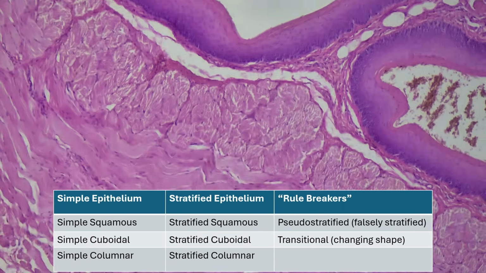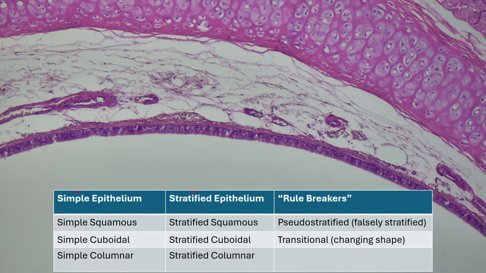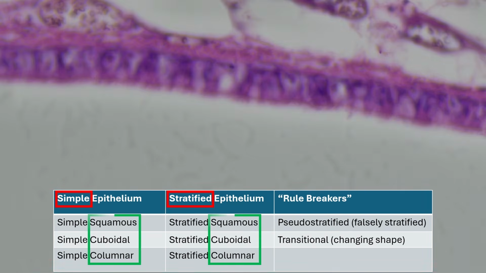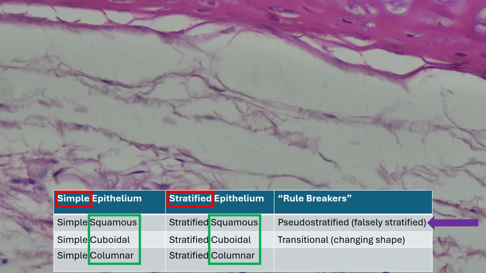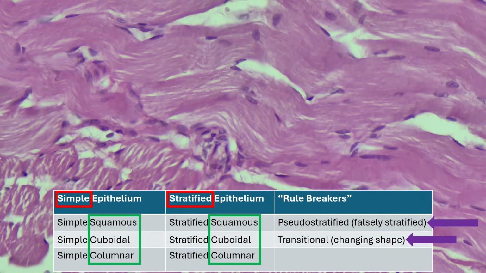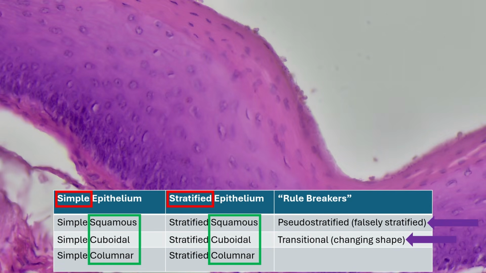You're about to embark on an epithelium histology quiz. You'll identify each unique tissue sample based on the number of layers being single or multiple, the cell shape being flat, cube, or column-like, as well as identifying the two outliers being either falsely stratified or transitional for changing shape. You'll be given roughly 10 seconds to identify each sample before I start commentating and reveal the answers. Let's get started.